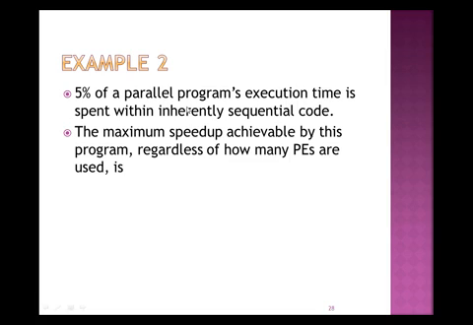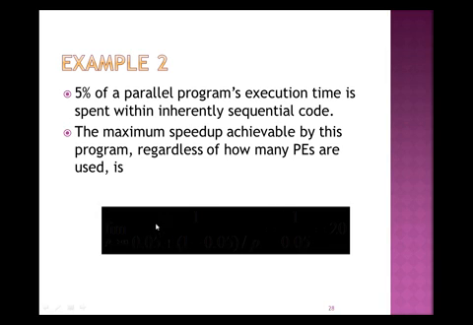Next, 5% of the parallel program execution time is spent in inherently sequential code. That is, in sequential code, we can use the 5% of the parallel program. The maximum speedup achievable by this program, regardless of how many P's are used, is this one. P means how many CPUs, and the execution time required is divided by only P.